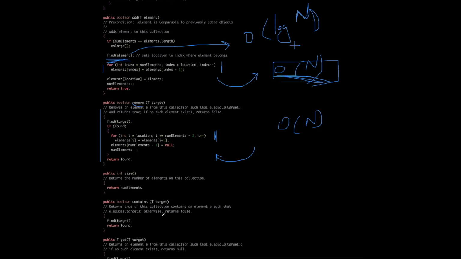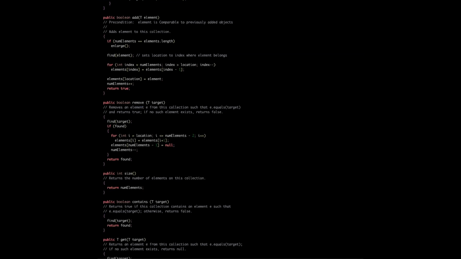And contains is just finding the target using O of log n in this case. So this is log n. All right, this completes the walkthrough of your sorted array collection.